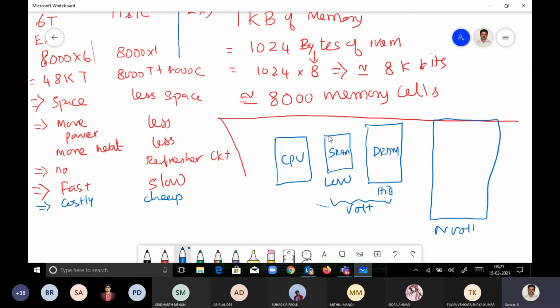Now I hope you appreciate why it is low capacity and why it is high capacity, and why we need both. Suppose I use only DRAM. The problem with DRAM is that it is slow. It requires a refresh circuit, so it's a very slow thing. If we replace the entire thing with only SRAM, we get into these issues: it occupies more space, it is a costly device, and it develops more heat.